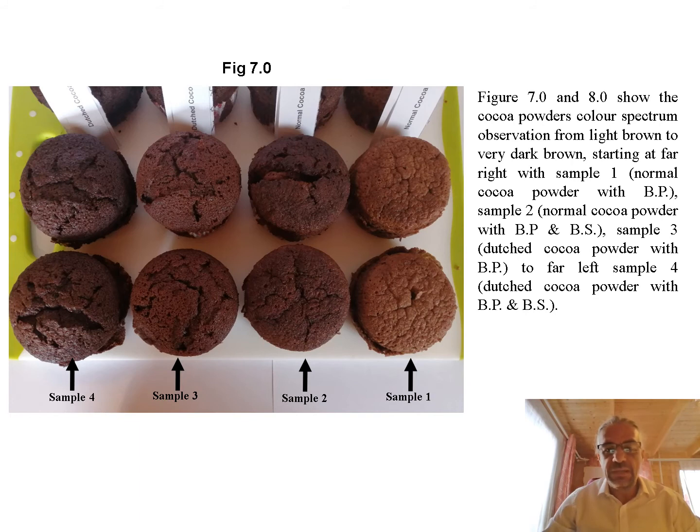Figure 7 and 8 show the cacao powder's color spectrum observation from light brown to very dark brown, starting at far right with sample 1, normal cacao powder with BP, sample 2, normal cacao powder with BP and baking soda, sample 3, Dutch cacao powder with baking powder, to far left, sample 4, Dutch cacao powder with baking powder and baking soda.